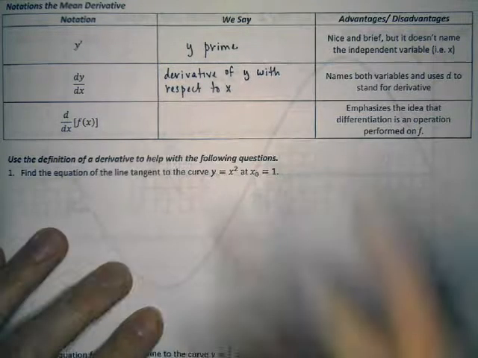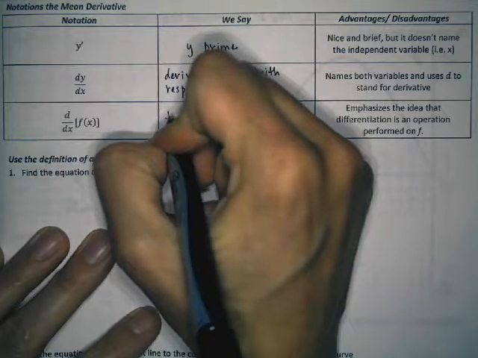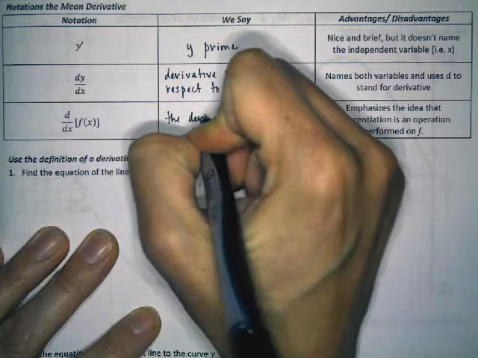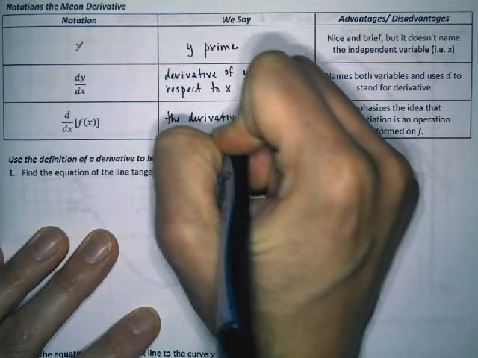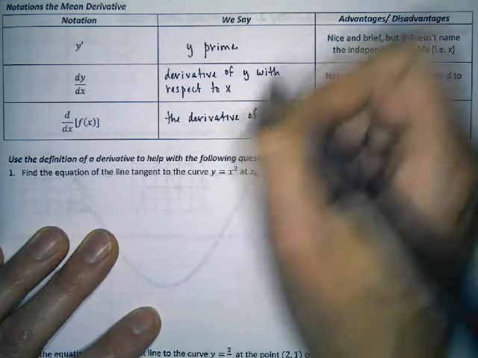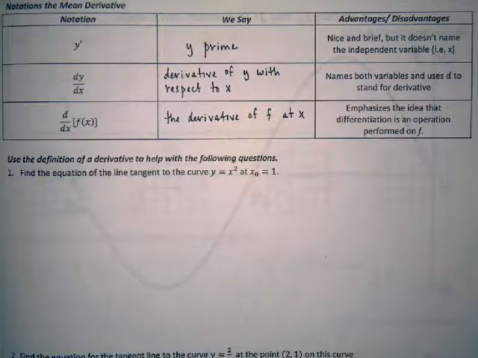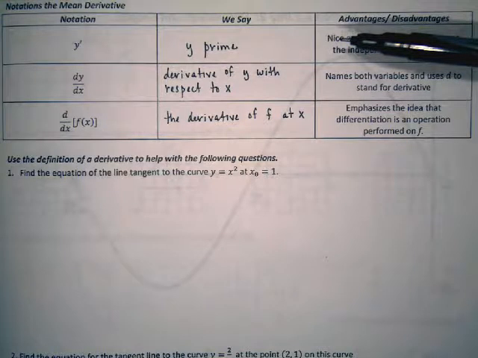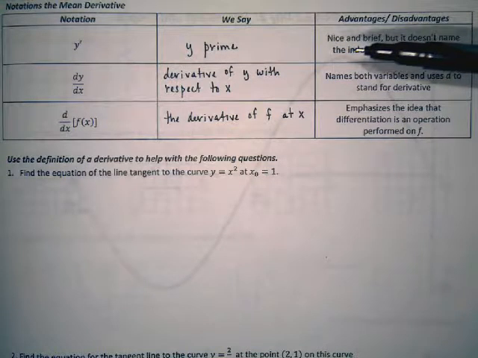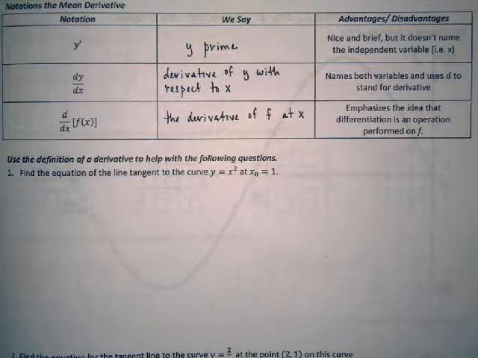The next one we would read as the derivative of f at x. The nice thing about this one is that it really emphasizes the idea that taking this derivative, or differentiation, is an operation that's performed on that function.